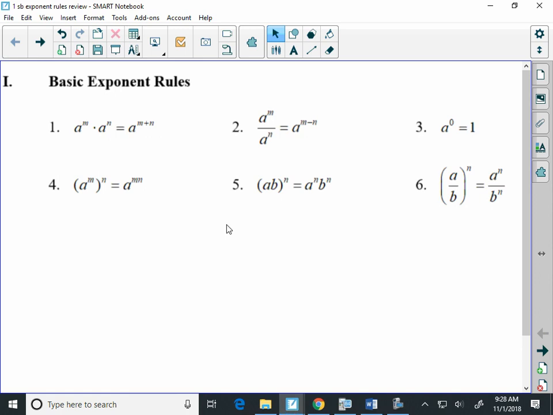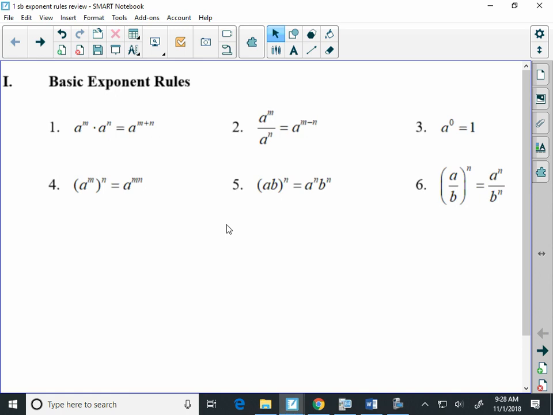But I'm going to stick with a to the m divided by a to the n equals a to the m minus n. So multiplication and division, they're inverse operations, so that makes sense. When we multiply, we add, and when we divide, we subtract. A to the 0, any value to the 0 equals 1 is another one, and those are our main ones.